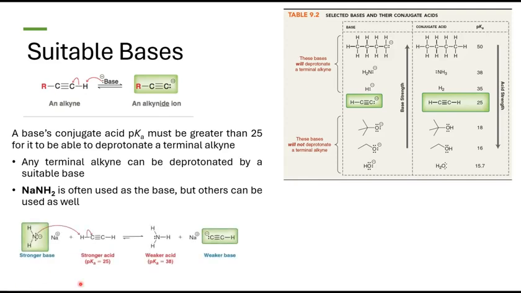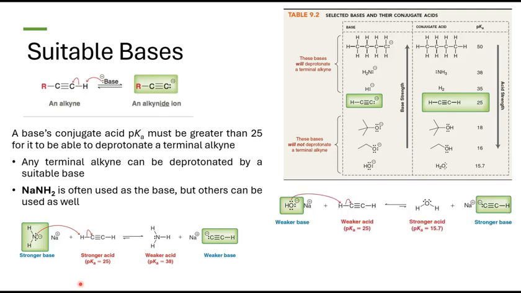For example, if we have that amide species, it is going to be the stronger base. It will remove H plus from the stronger acid, resulting in a weaker acid and a weaker base. If we work with sodium hydroxide, hydroxide is actually a weaker base.